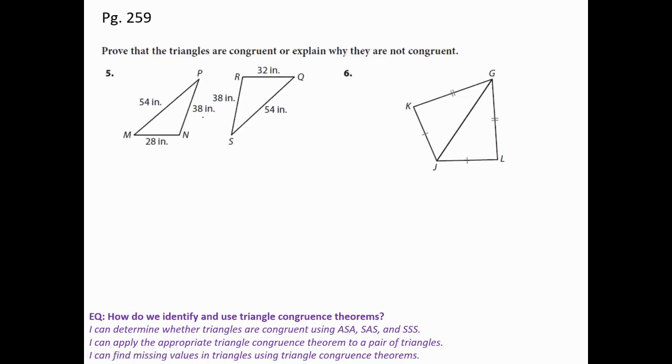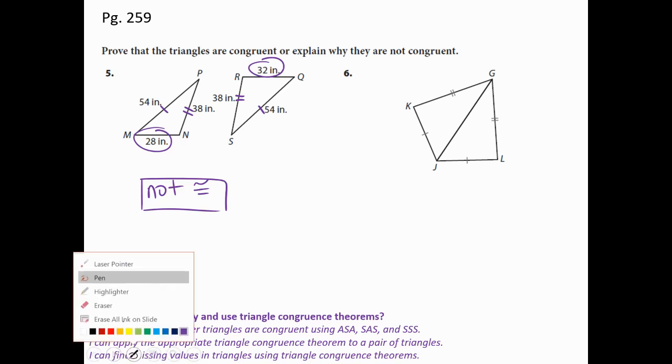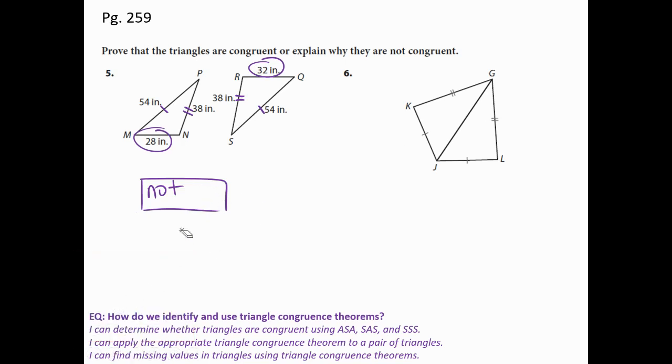So we're going to test it out. Here I see 54 and 54. I see 38 and 38. And then I see 28 and 32 are not congruent. So this one is no or not congruent. All right, and I'm going to write that congruent symbol just a little bit nicer before we go to the last one.